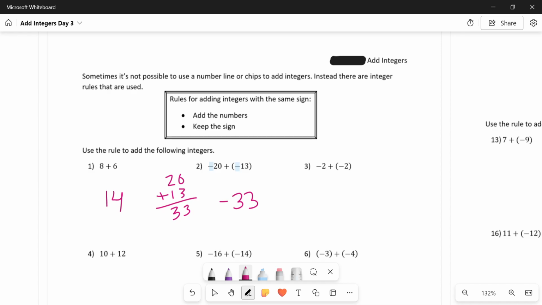Number 3, negative 2 plus negative 2. The signs are the same, so I add. 2 plus 2 is 4. They're both negative, so my answer is also negative.